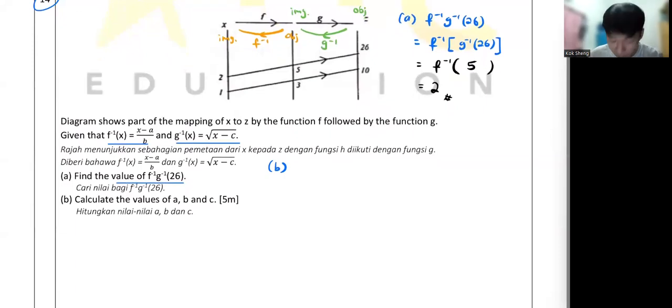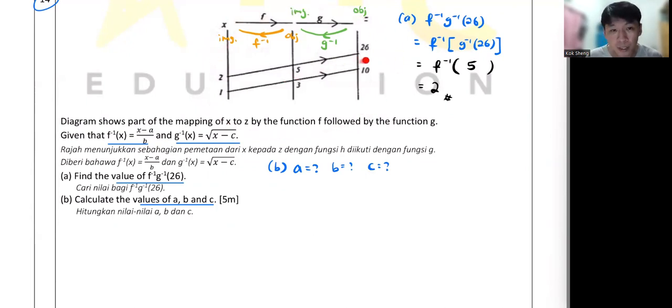So next one, B. Calculate the value of A, B, C. Yes, so the question B need to find the value of these 3 unknown, A, B, and C. Where's A, B, and C? Oh, here. The A, B, and C is the unknown in the function. So how are we going to find the answer here? Very simple also. Refer to the picture again.